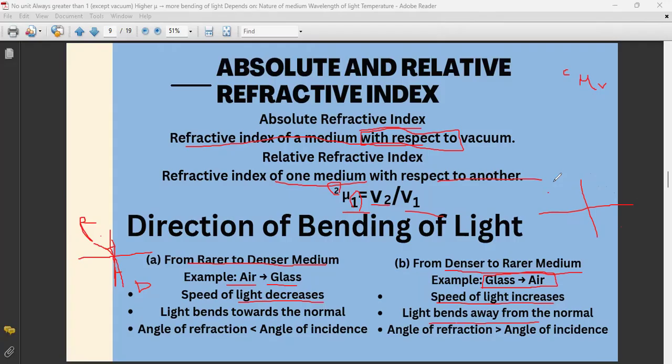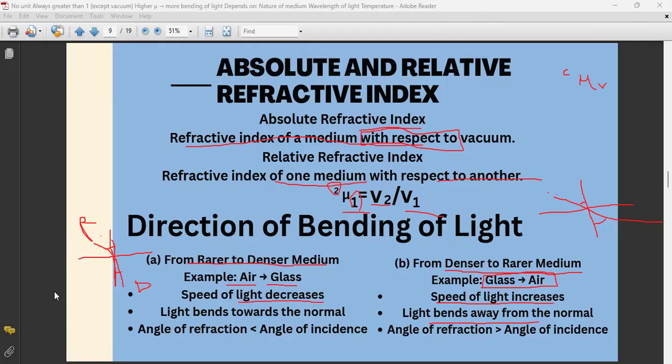Okay, the speed of light will increase, light bends away from the normal. So here angle of refraction will be greater than the angle of incidence. Light will bend away from the normal. So here the angle of incidence will be smaller and the angle of refraction will be greater. Angle of refraction will be greater than angle of incidence.